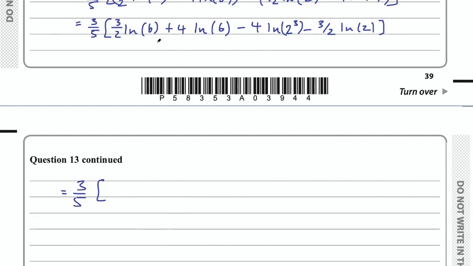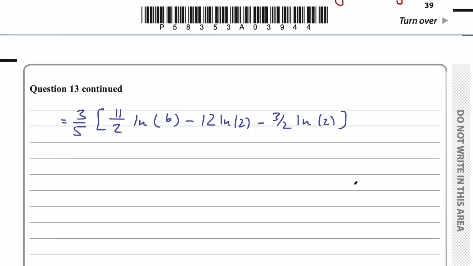Continue simplifying. So this 1.5 or 3 on 2 log 6 plus 4 log 6, we could write as 5.5 or 11 on 2 log 6. And then when you have the power here, you can bring it down the front. So multiply the coefficient by 3. So this is the log law I'm talking about. We've got log of a to the power b. This is equal to b log a. So bringing that power down, we've got negative 12 log 2 and take 3 on 2 log 2.